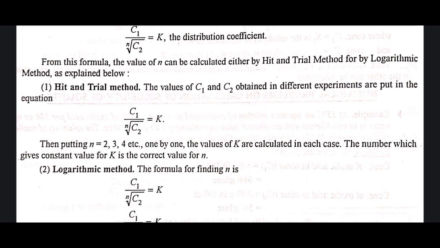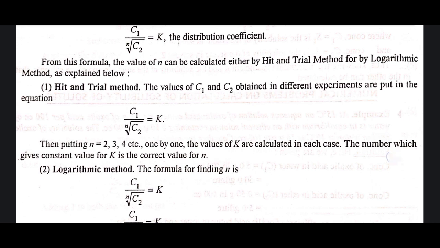First, hit and trial method. The values of C1 and C2 obtained in different experiments are put in the equation C1 upon nth root of C2 is equal to K. Then putting n is equal to 2, 3, 4, etc. one by one, the values of K are calculated in each case. The number which gives constant value for K is the correct value for n.